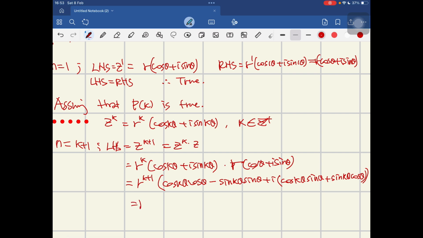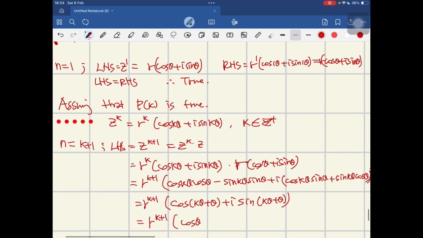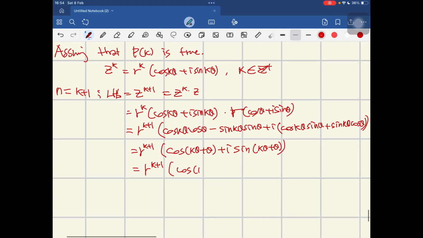So r to the power of k plus 1, and cos cos minus sin sin is the compound angle identity for the addition of cosines, so cos of (k theta plus theta), plus i times sin cos plus cos sin, which is the compound angle identity for sine, so sin of (k theta plus theta). That gives r to the power of k plus 1 (cos (k plus 1) theta plus i sin (k plus 1) theta).